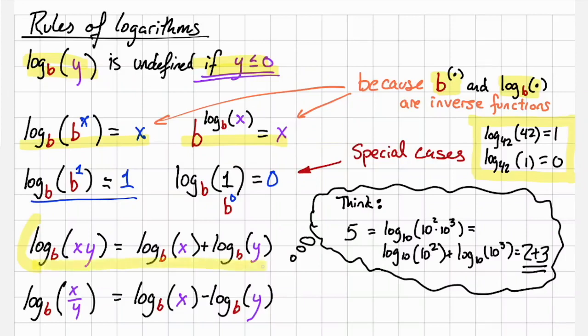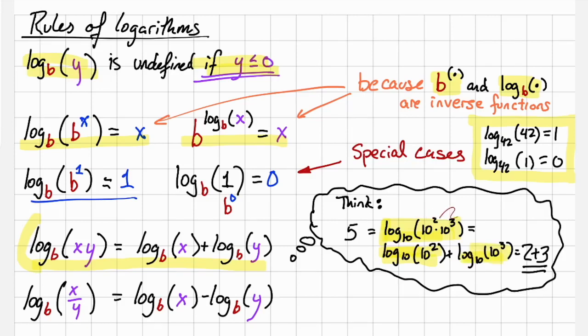Here's an important rule of logarithms. Log base b of x times y is equal to log base b of x plus log base b of y. Now why should that be true? What we're saying here is that log base 10 of 10 squared times 10 cubed is equal to log base 10 of 10 squared plus log base 10 of 10 cubed.